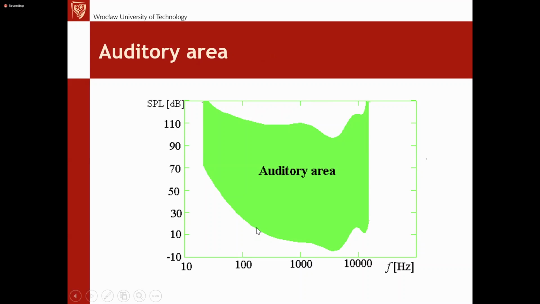So the threshold of hearing means that there is the smallest sound pressure which is necessary to make some auditory sensation for a particular frequency. You can notice that for different frequencies we have this threshold of hearing at different values of sound pressure levels.